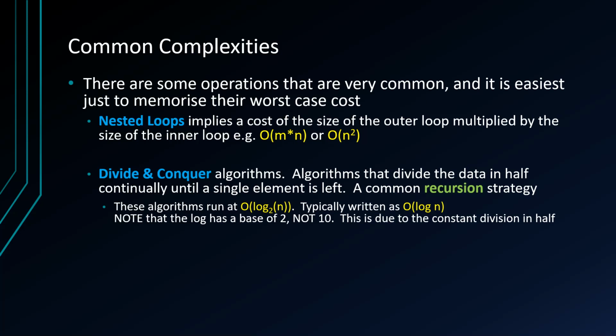These algorithms run at big O of log n to the base 2. Typically we just write this as big O of log n, and we ignore the base 2. Again, note that log has a base 2, not 10. In your math class, you're used to everything having a base 10 when dealing with logs. For this, it's base 2. To generalize and simplify this way too much, this is basically due to the constant division in half. We're dividing by 2 every time. More on this later when we talk about merge sort. We'll actually get into the math of it, and you can break it down from that point.